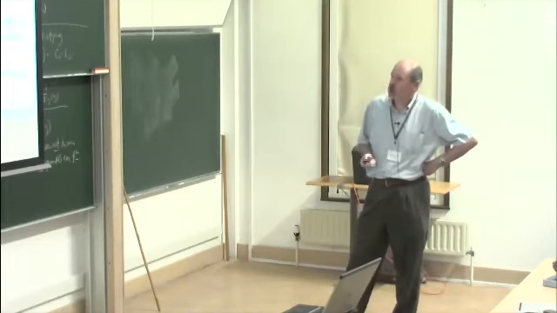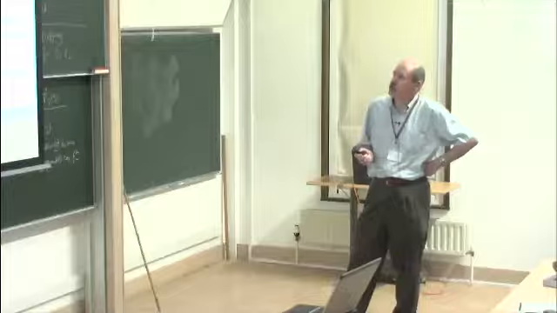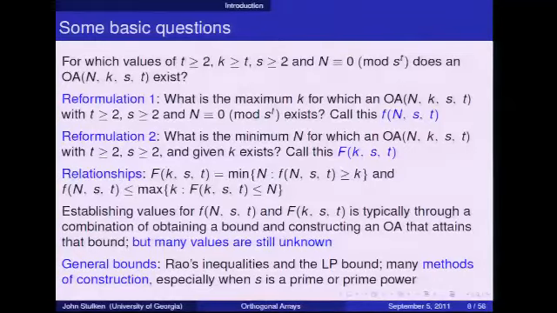Well, here are some basic questions about orthogonal arrays. The most basic one is, for which n, k, s, and t do these things exist? What do I need? When can I find such a thing? It's a very general question, and you can specify it a little bit. So I have 2 reformulations here.